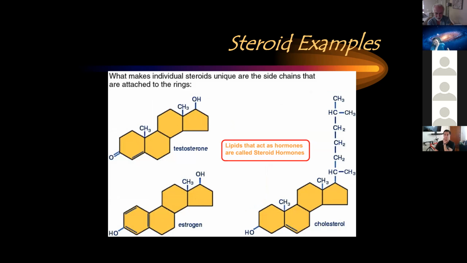Lipids that act as hormones are called steroid hormones. A hormone is a substance that is produced in one location and acts in another location. And that is true of the sex hormones as well as other types. So it's the side chains that make individual steroids distinguished from each other.